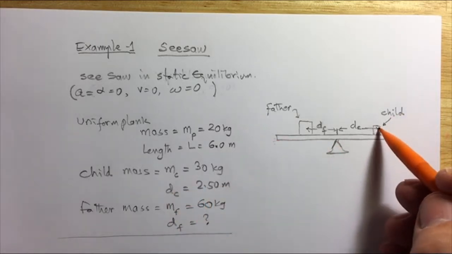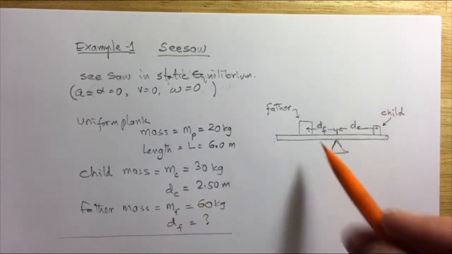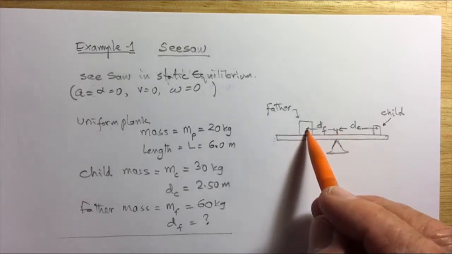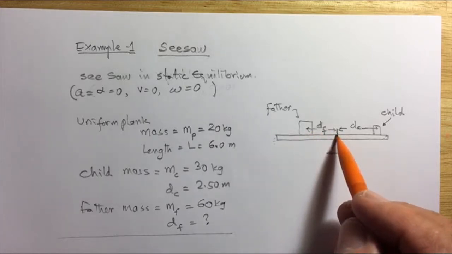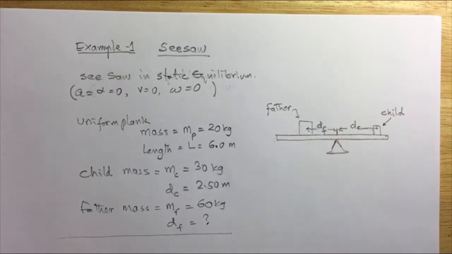The child is 30 kilograms sitting at 2.5 meters, so DC is 2.5 meters, and the father is 60 kilograms. The question is, how far should the father sit from the center so that the thing remains in equilibrium and does not tip over on one side?